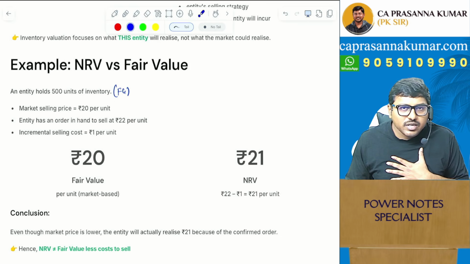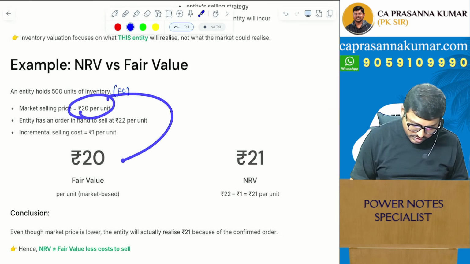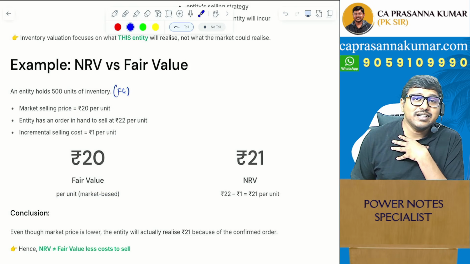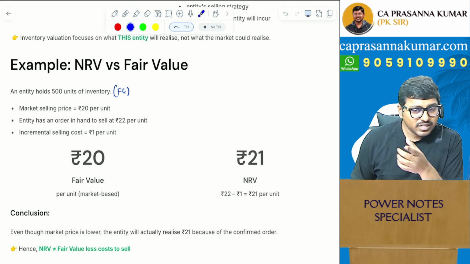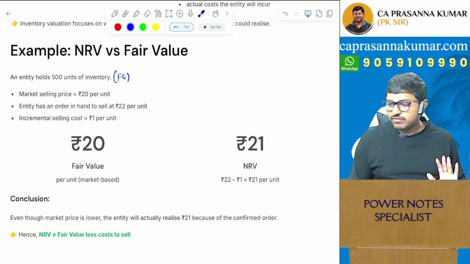Are you able to understand? Whereas the general selling price, the general market price is 20 per unit, which is nothing but fair value. But however, for me, entity specific, there is an order where I can sell it for 22, and for that the selling cost is 1 rupee. So therefore, NRV is quite different from fair value. Got it?